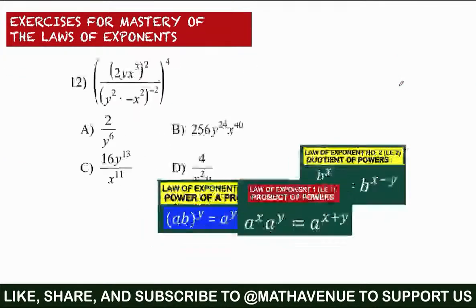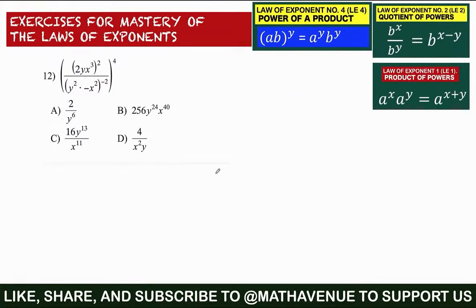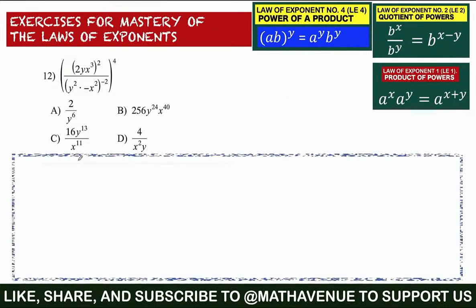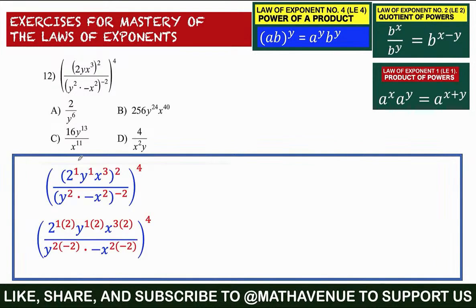Next problem. These are the different laws of exponents that we're going to apply. So let's do this systematically. Copy the problem and simplify inside. So the numerator raised to the second, applying law of exponent number 4 becomes this. Apply also law of exponent number 4 for the denominator.